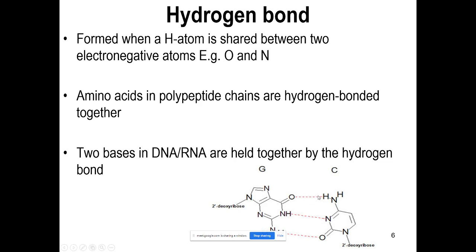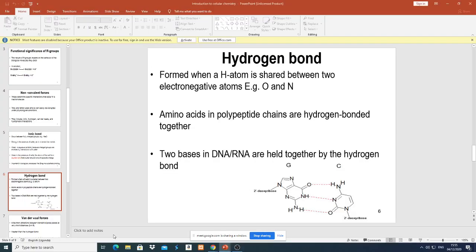So what you're seeing there is that in the linking up of these two bases, on the guanine side you have oxygen, on the cytosine side you have nitrogen, and in between there you have hydrogen. So you have electronegative nitrogen and electronegative oxygen. So the nature of the bond which is going to form in between there is what we call a hydrogen bond.